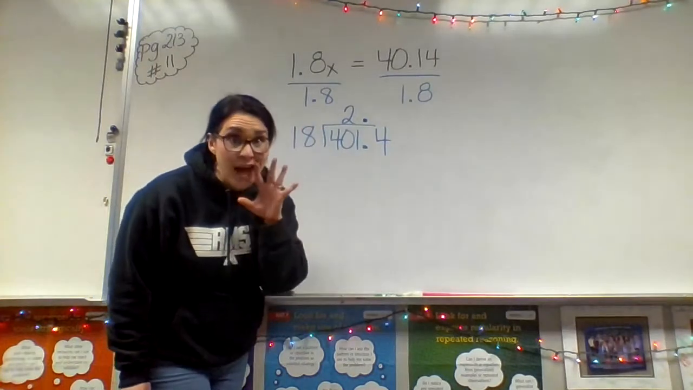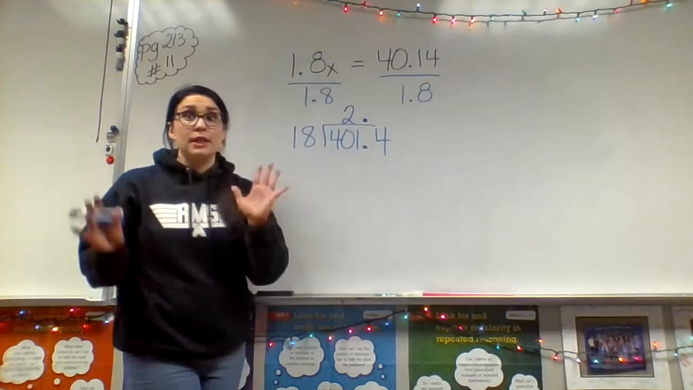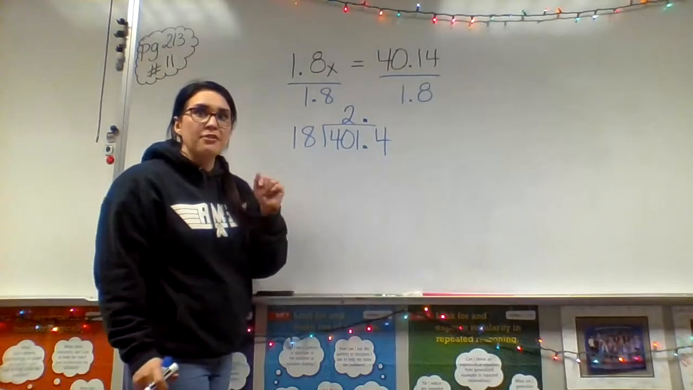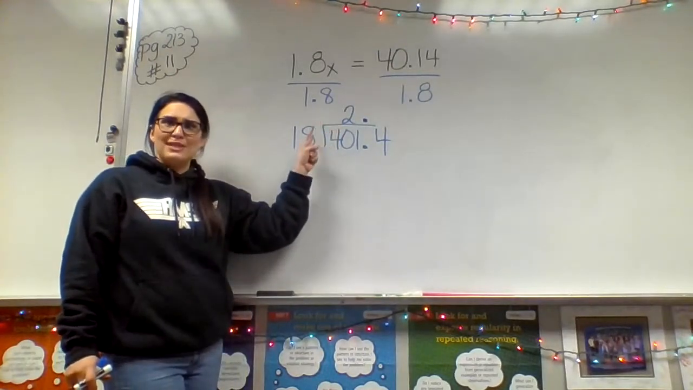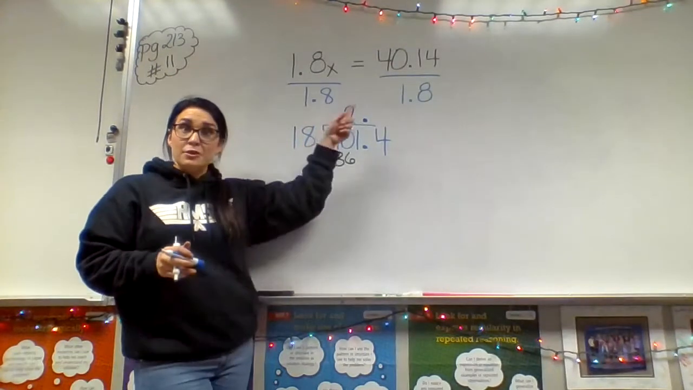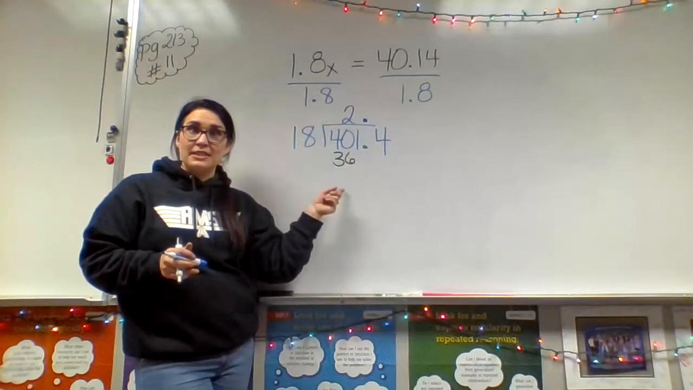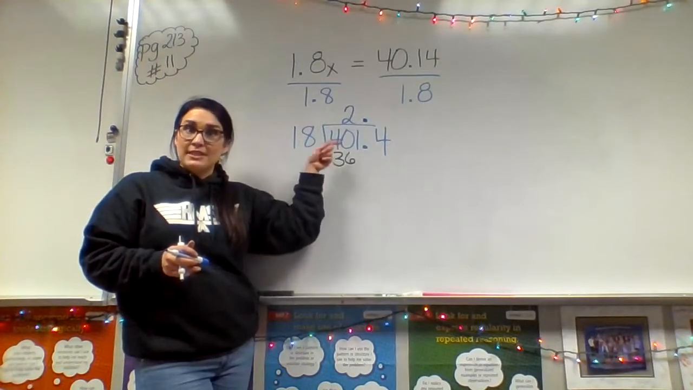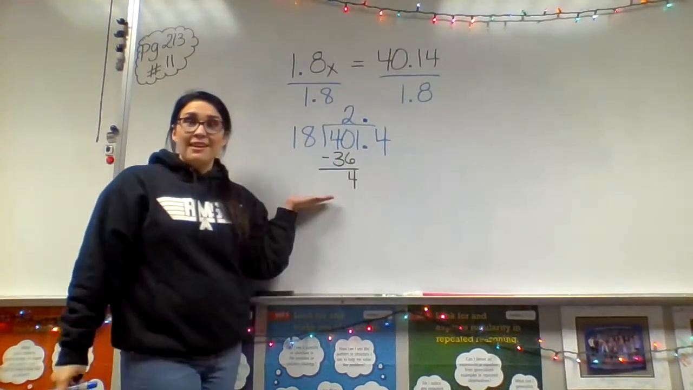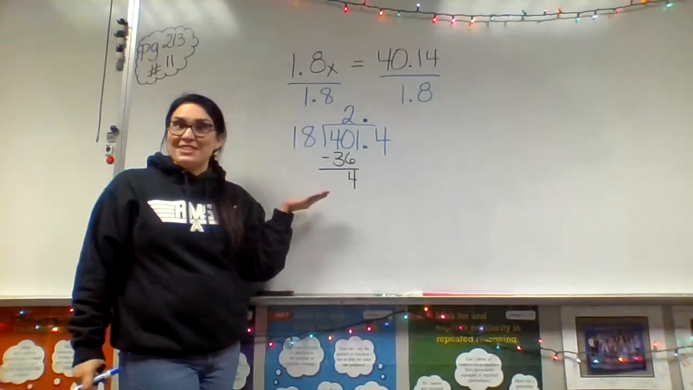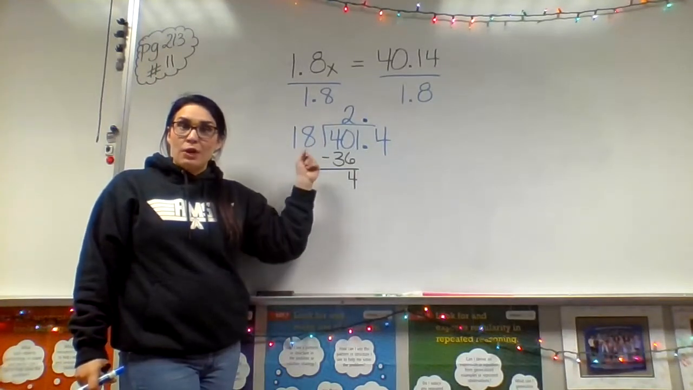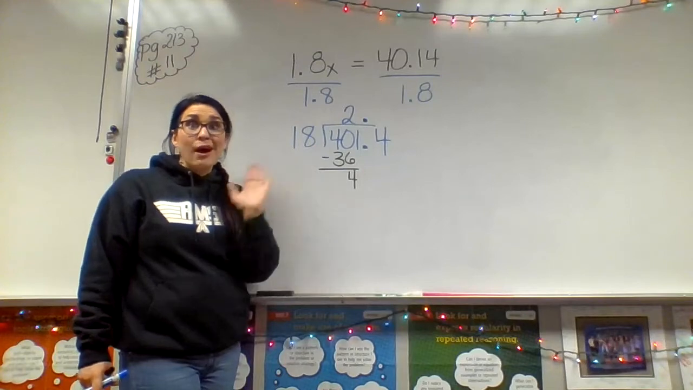Place value matters, people. Place value matters. All right, so now think to yourself, well, 2 times 18 is what? 2 times 18 is 36. That means that now I'm going to take 40 and I'm subtracting 36. So we know that 40 minus 36 is 4, but wait, there's more.